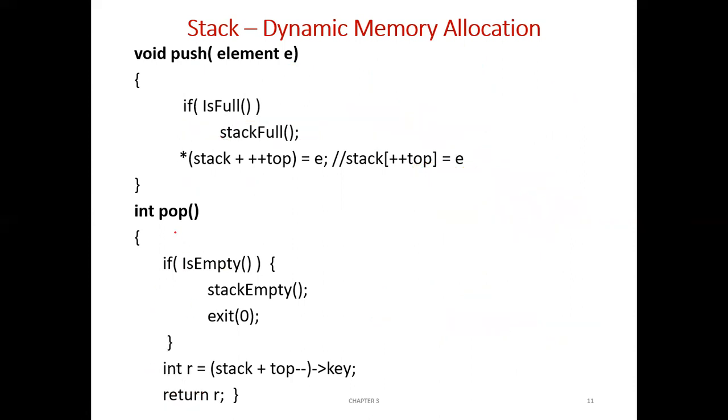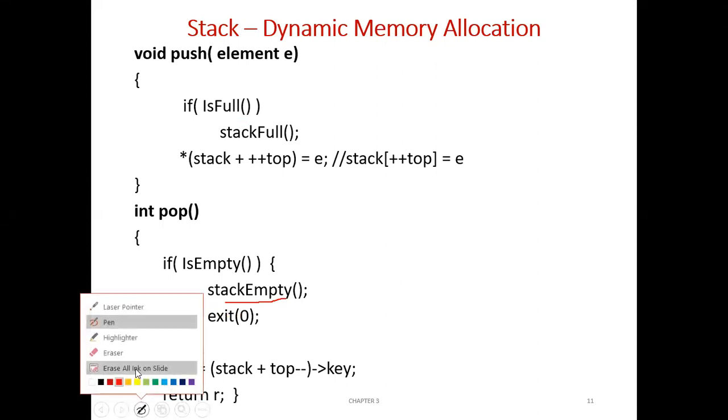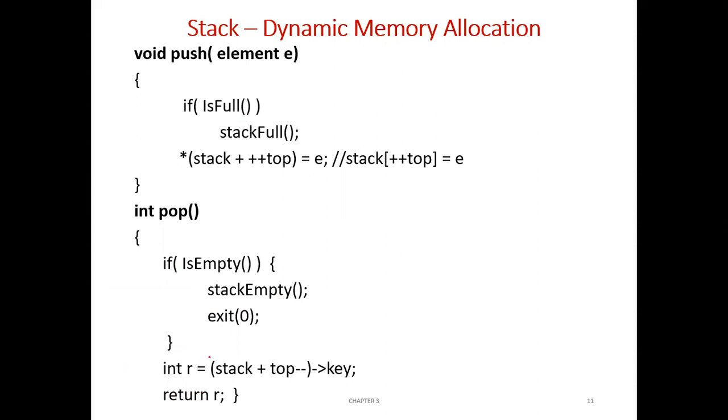Coming to the pop function, in pop we check whether the stack is empty or not. If the stack is empty, we call the stack empty function, which is similar to the normal stack we created without using dynamic memory allocation. This function will just display that the stack is empty, nothing can be popped, and it will exit the program, because if the stack is empty you can't do anything. If the stack is not empty, then we pop the topmost element from the stack.